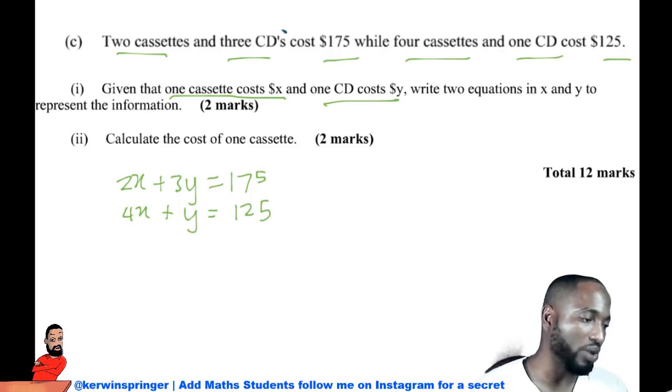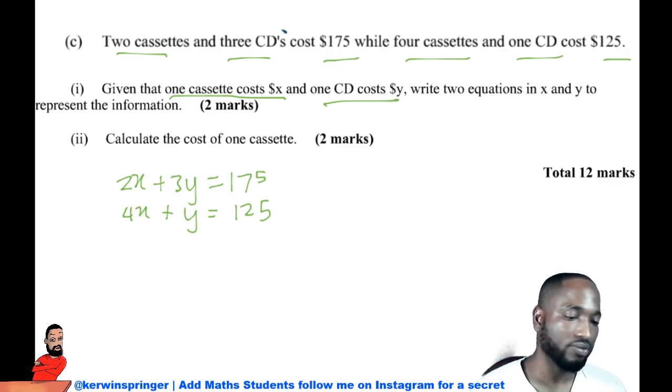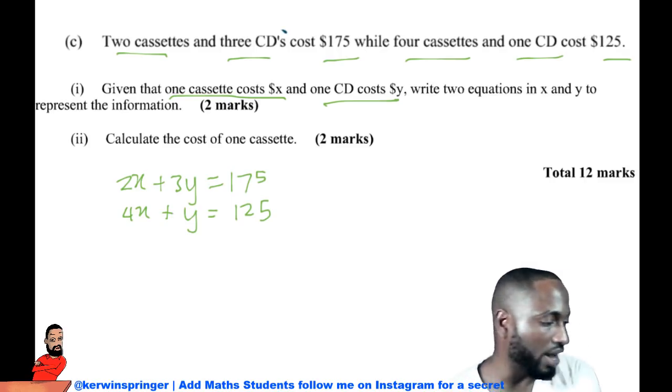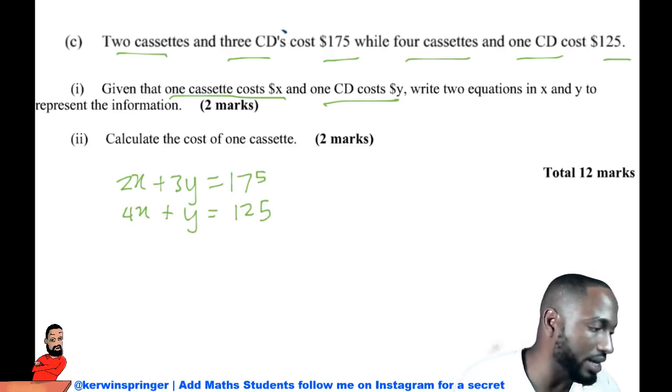1, 1, 2, 5. Again, x is 20 and y is 45. Y is 45, yep, and x is 20.